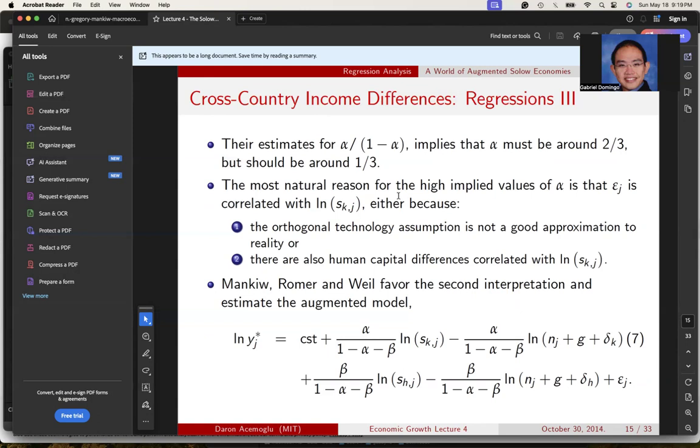So this is something that you might encounter in the next macro series. So I'm going to leave the discussion on refinements on the empirical testing of the Solow growth model to that time.